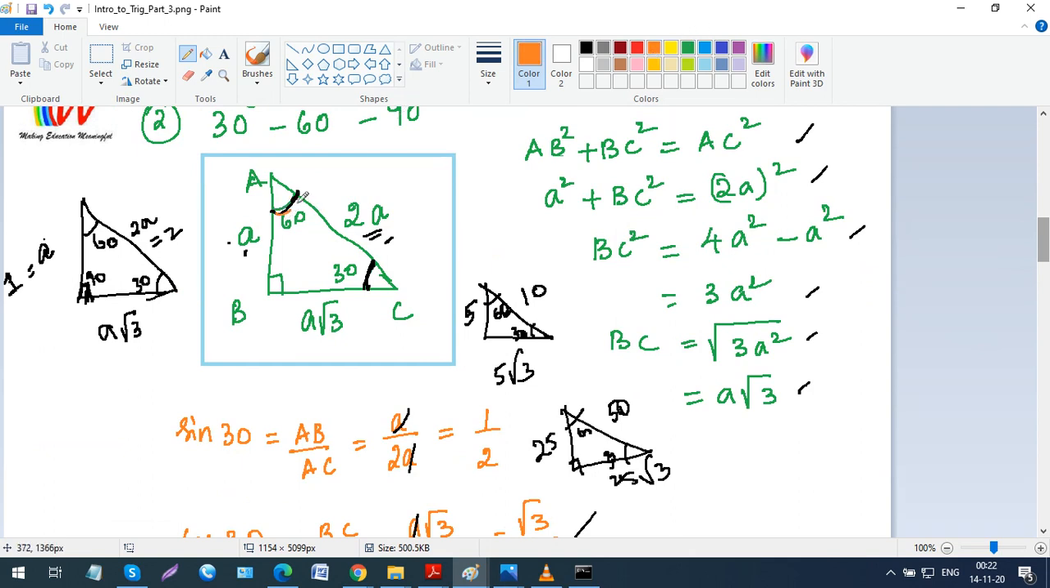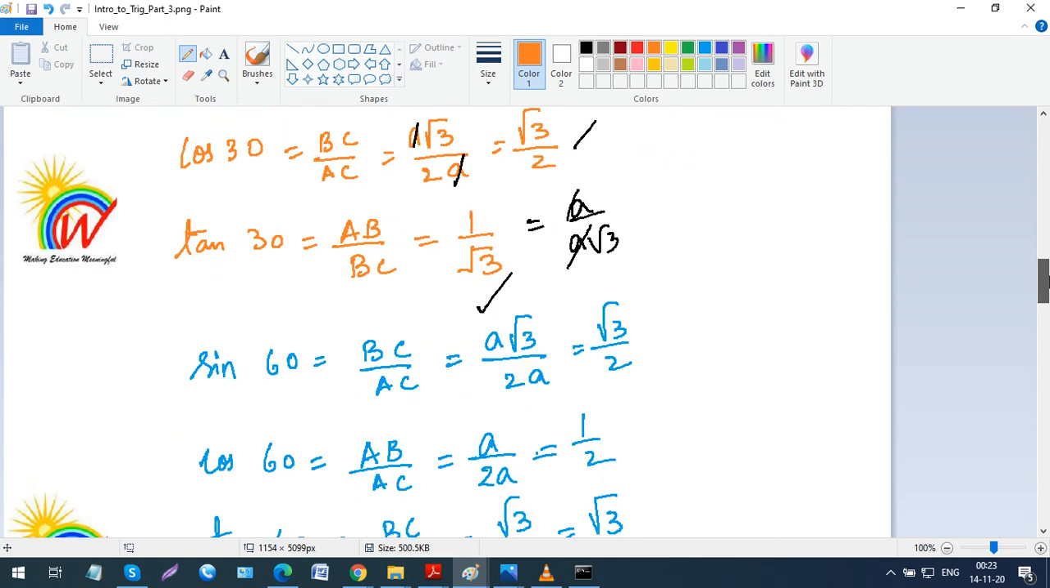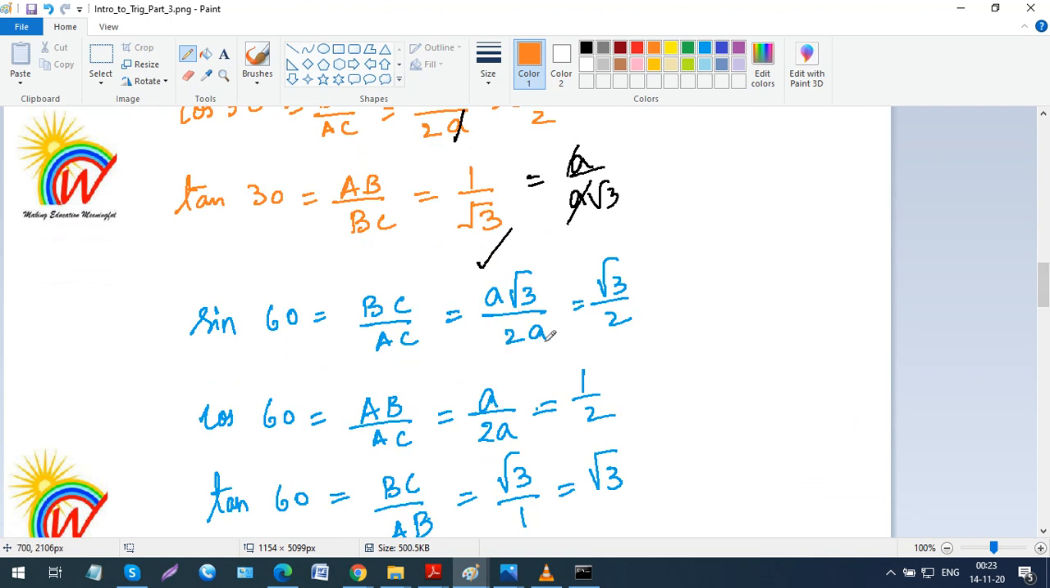So sine of 60 is opposite, which is A root 3, over hypotenuse, so 2A. So BC over AC, which is A root 3 over 2A. Okay, so if you want, I can draw the triangle over here.